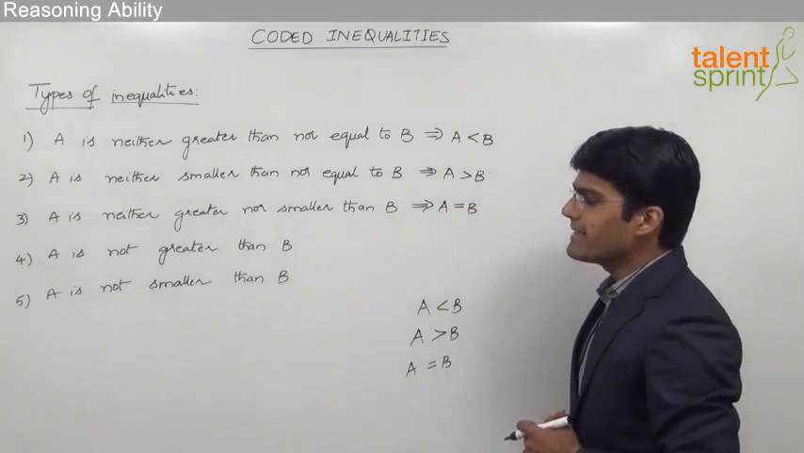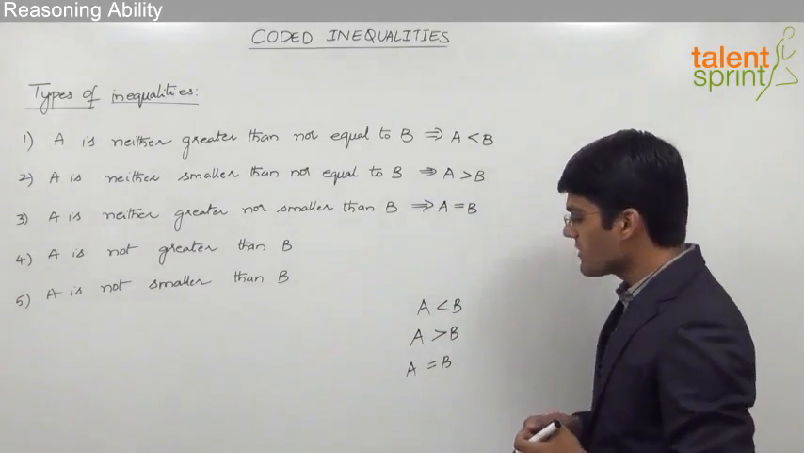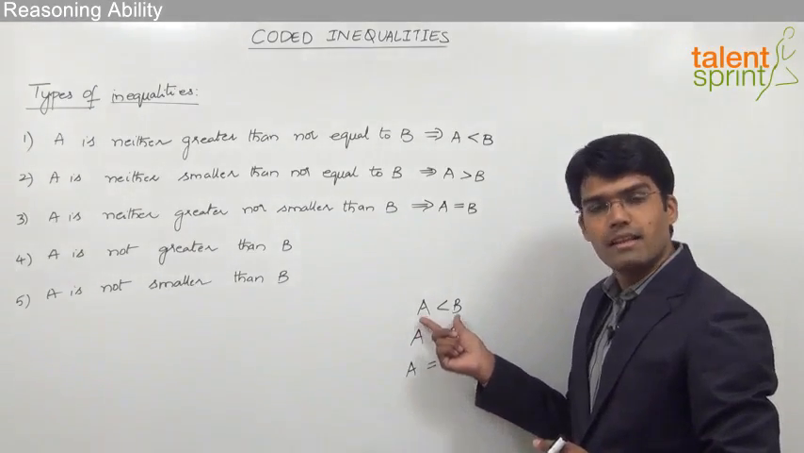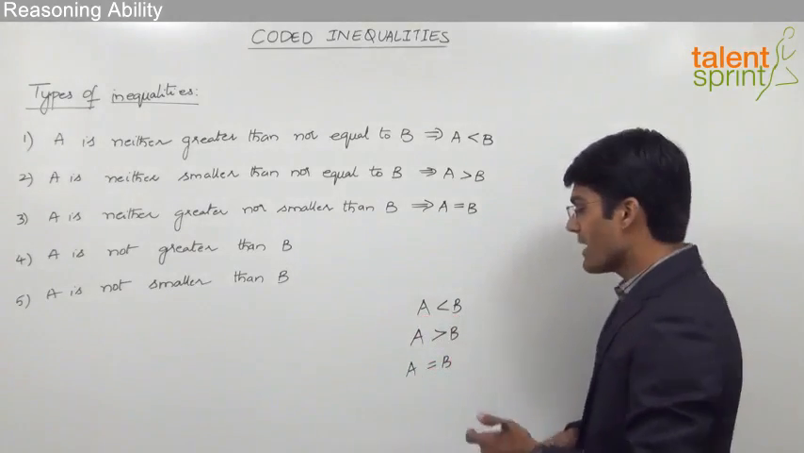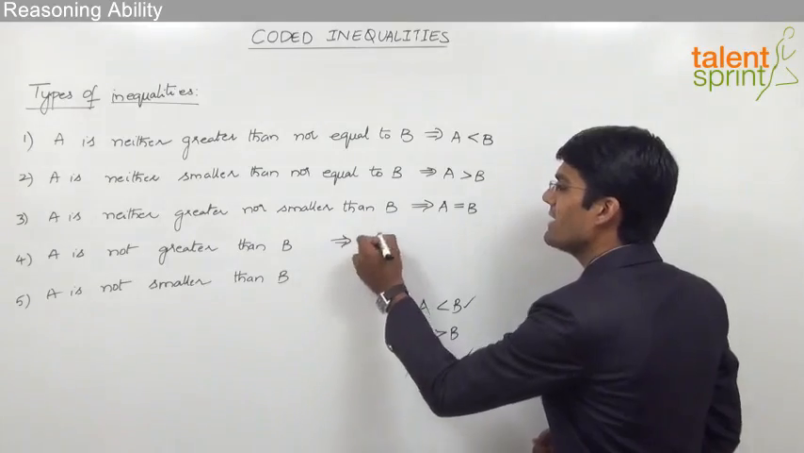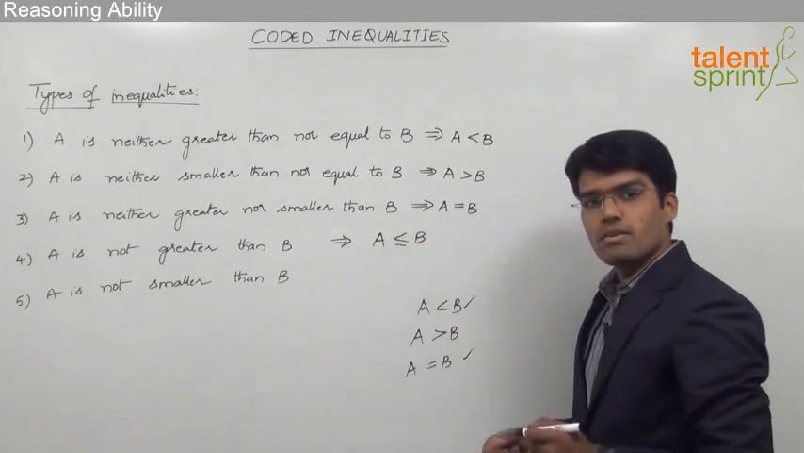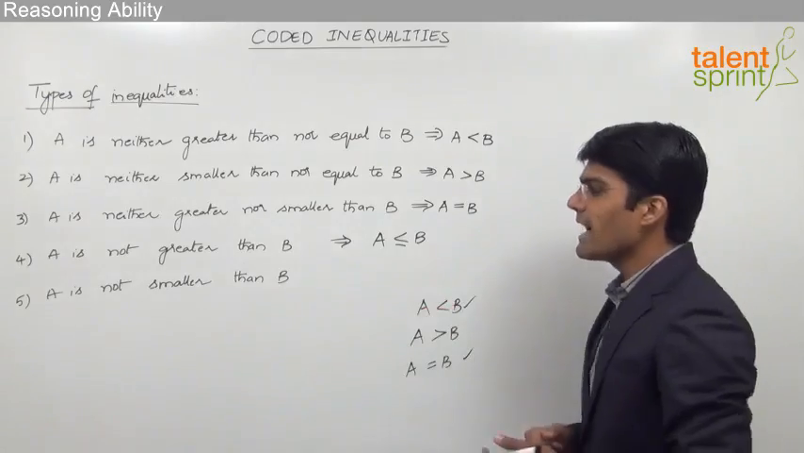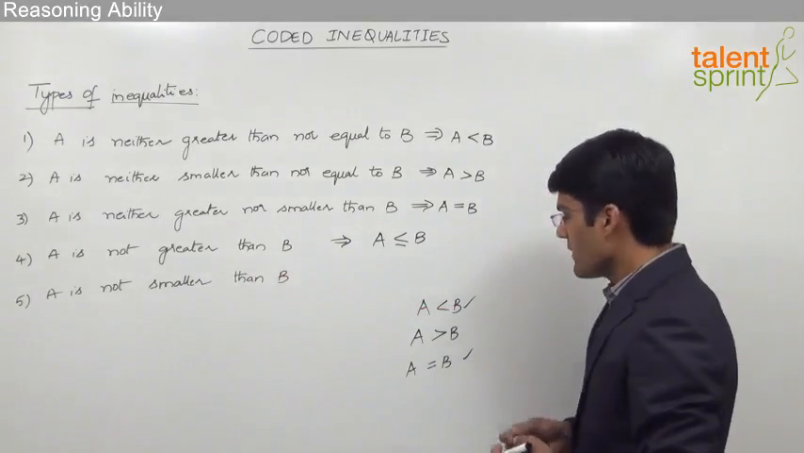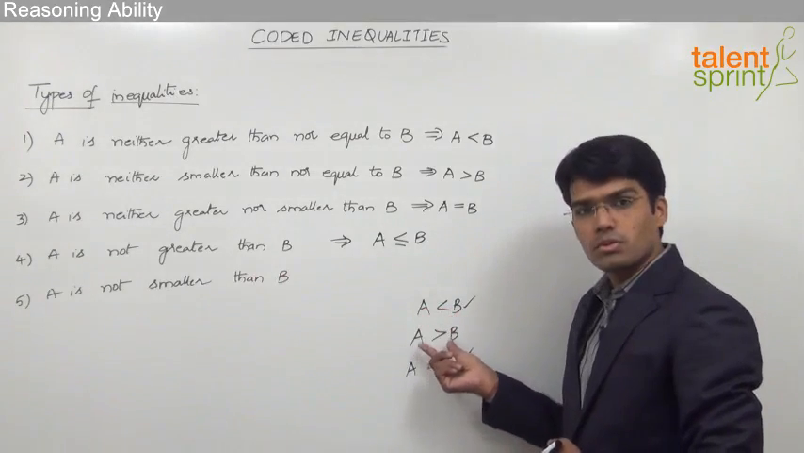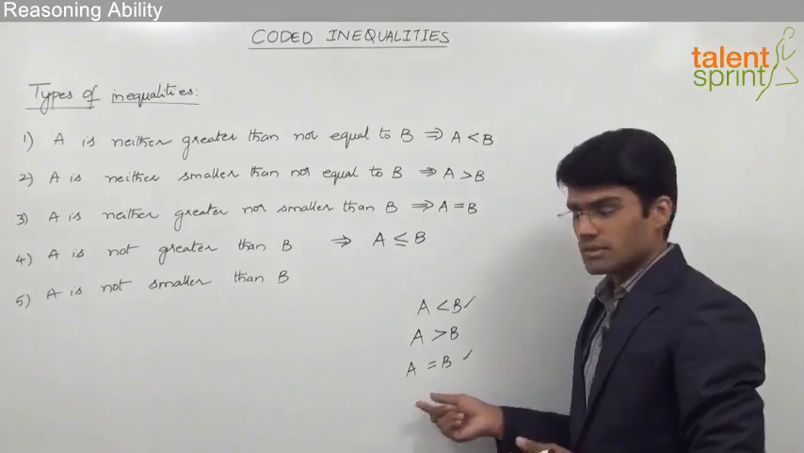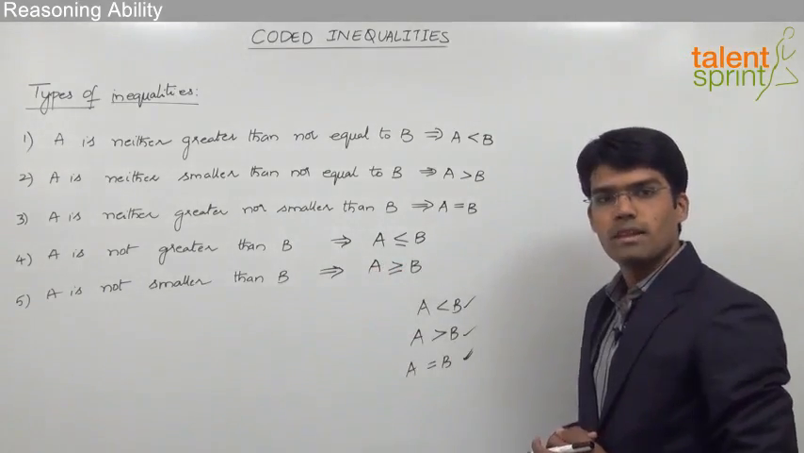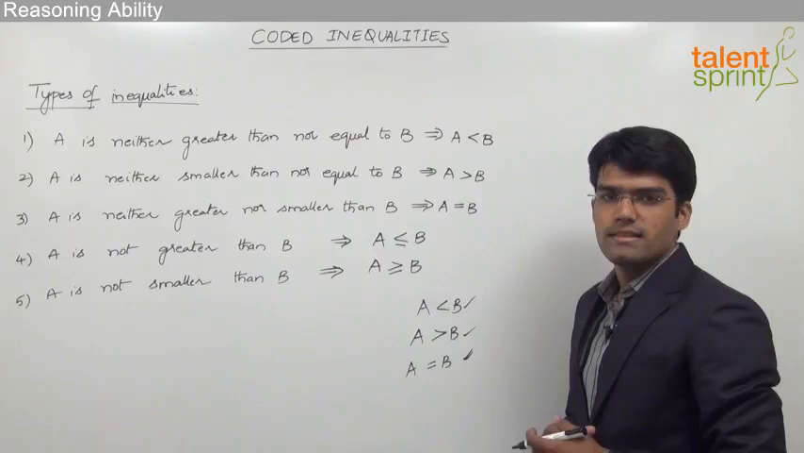The next one says A is not greater than B. If A is not greater than B, there are two possible comparisons: either A can be less than B or A can be equal to B. Combining these two, we can say that A is less than or equal to B. A should either be less than B or equal to B, but it cannot be greater than B. Similarly, in the last case, A is not smaller than B. So we can have two possible conclusions: either A greater than B or A equal to B. Combining these, we can say that A is greater than or equal to B. So these are the five basic types of inequalities that we have.